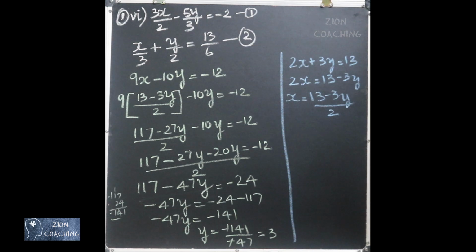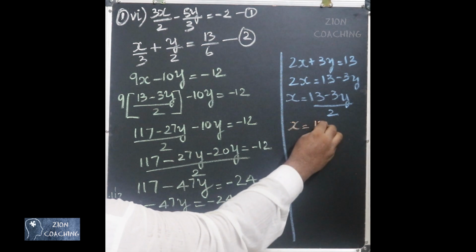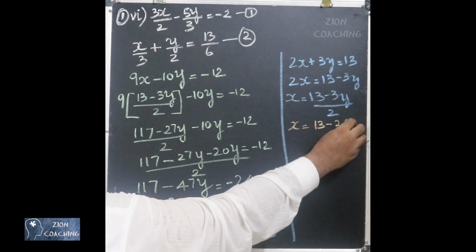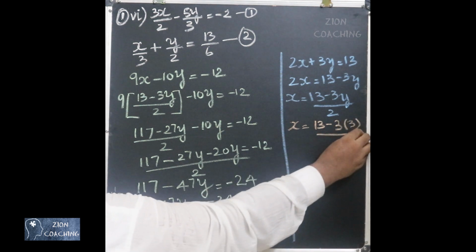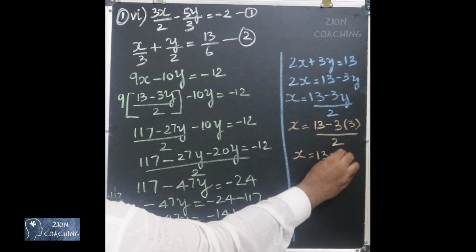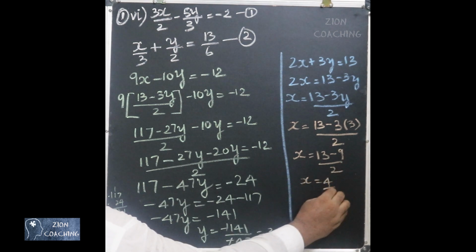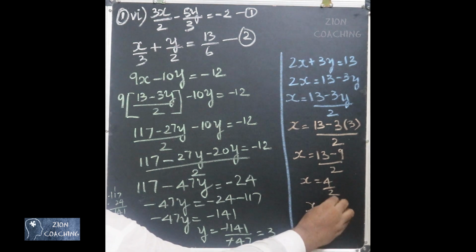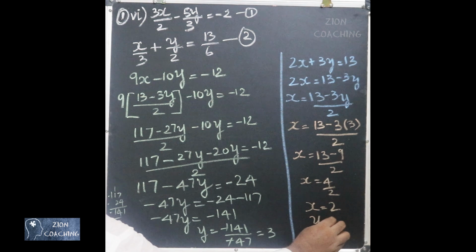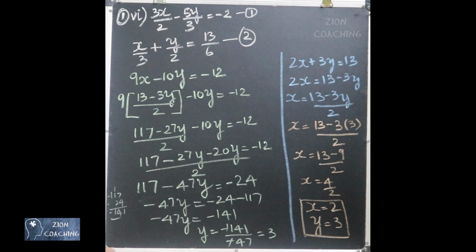Now we have found our y value. Y value is 3. We are going to substitute it here. So your x value is going to be 13 minus 3 into 3 divided by 2. That is, x is equal to 13 minus 9 divided by 2, which is nothing but 4 by 2. So your x value is 2, y value is 3. This is the solution for the given pair of linear equations.